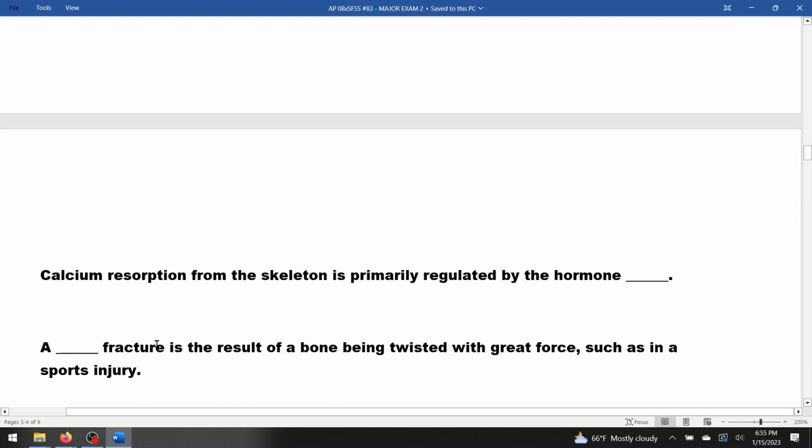A blank fracture is a result of a bone being twisted with great force, such as in a sports injury. You could call that a torque fracture. You could call that a spiral fracture.